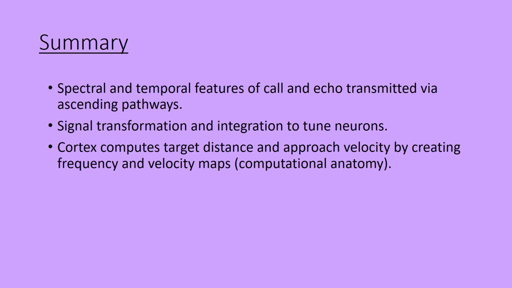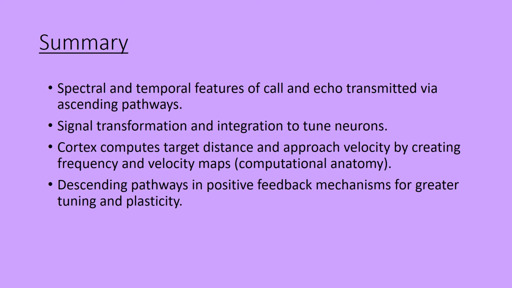There are also clever Doppler compensation mechanisms that recognize a change in signal frequency due to Doppler shifts and compensate for this accordingly. Studies investigating the descending pathways in the mustache bat and the big brown bat species have alluded to its role in the positive feedback mechanisms to allow greater tuning of neurons, and also in plasticity. All of these mechanisms together make echolocation in bat species possible. Clearly, years and years of evolution have led to highly adapted and sophisticated computation systems.